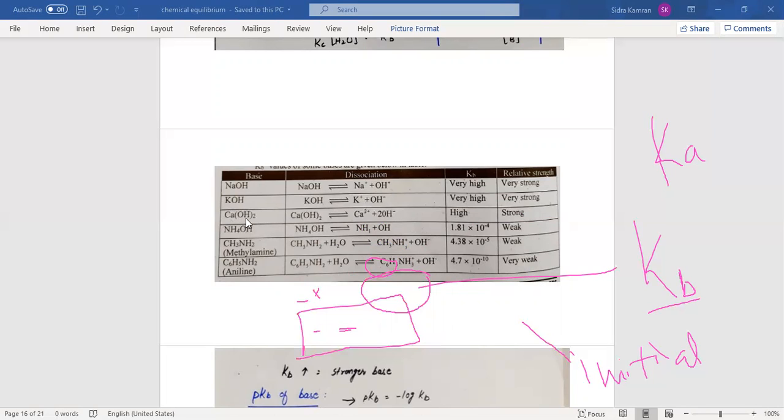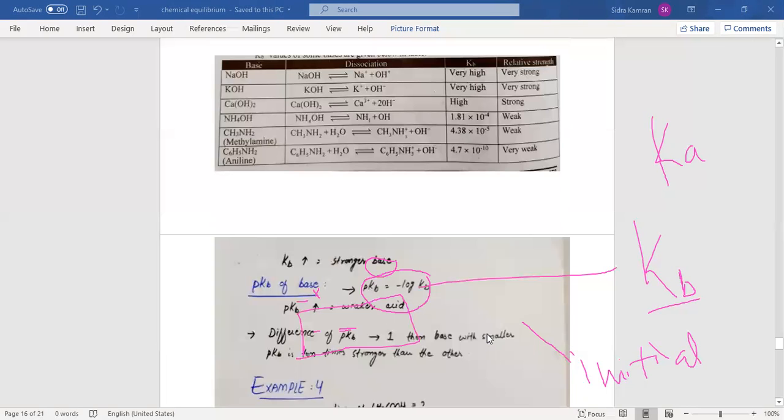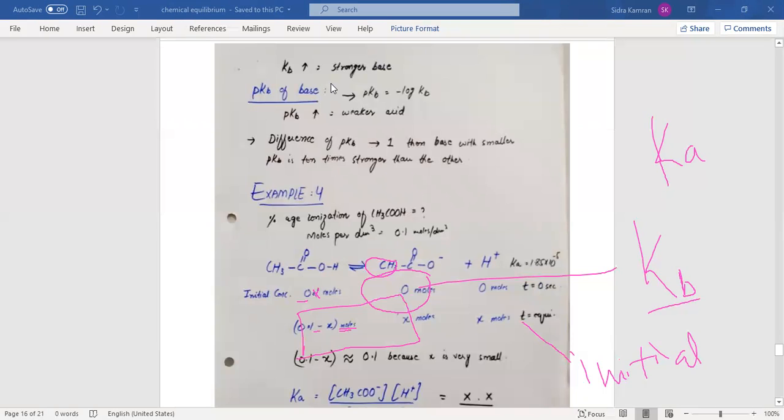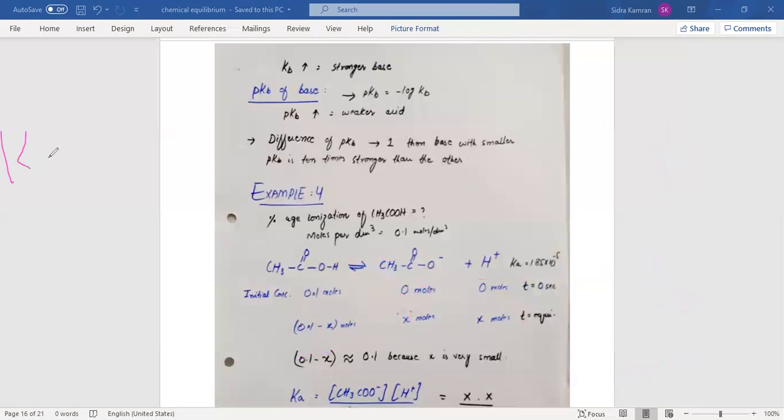Calcium hydroxide is a strong base, its value is high, not very high. Ammonium hydroxide, so here you can see the different bases with different Kb and with different strength. Aniline and methylamine are weak bases. In the same way as we discussed in Ka, if the Ka value increases, the acid will be a stronger acid. In the same way, if the value of Kb increases, then the base is a stronger base.